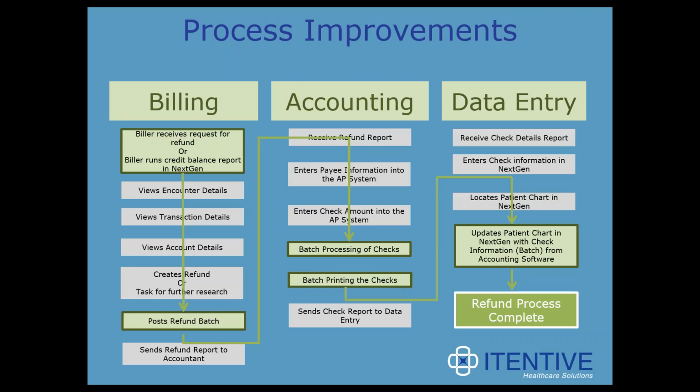And then on the back end, once all the checks are printed, all the accountants really have to do is make sure that there's check paper in the printer and that the checks are printing out okay. And then once they get completed with that process, they can move the check information, the check number, the check date, the check amount, back over into NextGen automatically, so we eliminated data entry on that end as well. So streamlining on the front end and then automation on the back end.